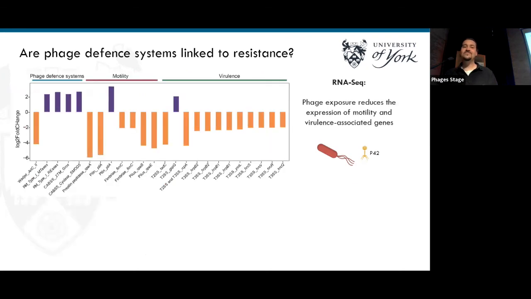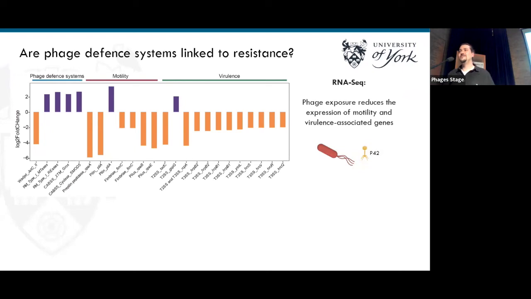But you also get changes in lots of the motility and virulence related genes, which are going down on the bacterial side, and we don't know what's going on. There's quite a lot of things happening when you just expose them to the phage, even for a long time, and not all these genes are linked to the defense systems or resistance. Oh, okay. But yeah, it's a good question.